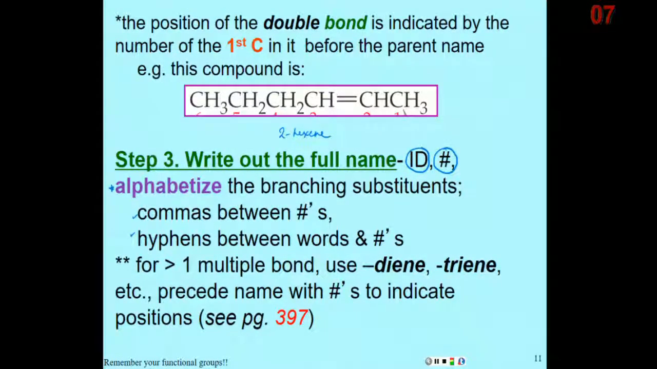Once in a while, you'll run into an example that has more than one multiple bond, so those will be called dienes and trienes, and we won't see them very often. But know that they're out there. They kind of make sense. The numbers suggest the positions of those multiple bonds. But don't worry, I don't think I've ever used one on a test. Just be aware that you might run into one and you'll be able to interpret it, I think.